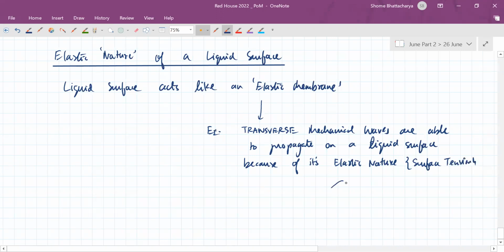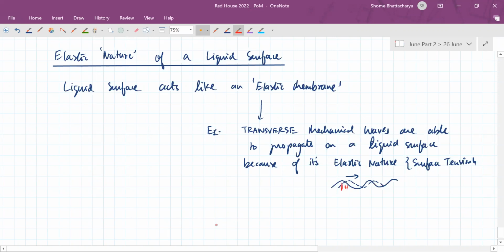So these types of waves that you see on a fluid surface, where the fluid molecules are oscillating up and down but the wave is propagating in the tangential direction, happen only because the surface has the property of elasticity. Had it been an inelastic kind of material, then transverse waves could not have propagated like this.